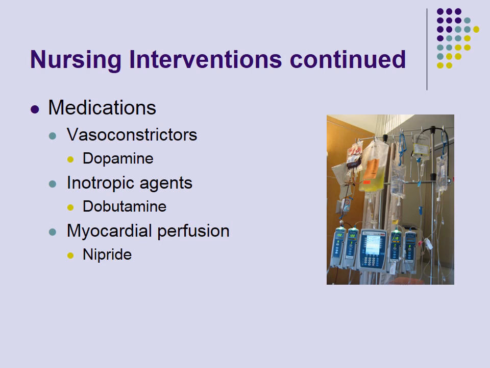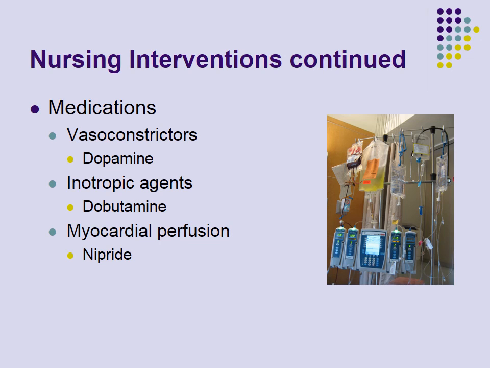Another type of medication that we can use is the inotropic agents. These will stimulate your beta receptors, so they're going to increase our epinephrine and our norepinephrine, and that helps our blood pressure and our heart rate. And dobutamine is one of the drugs of choice in this category.